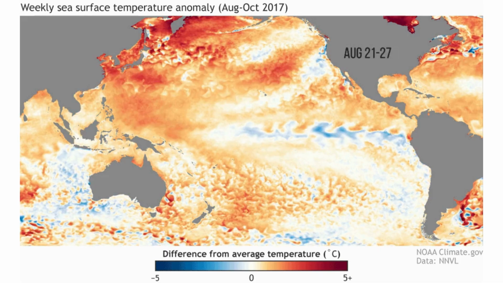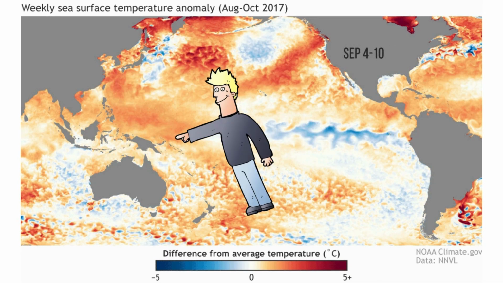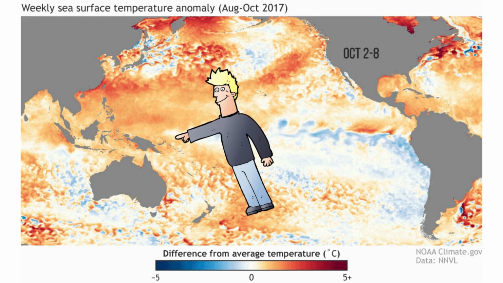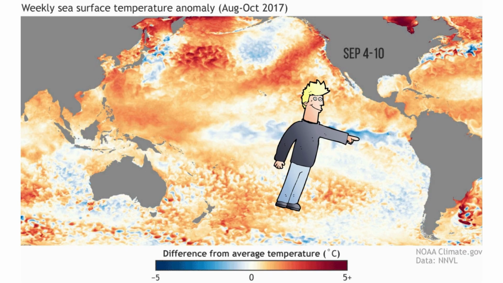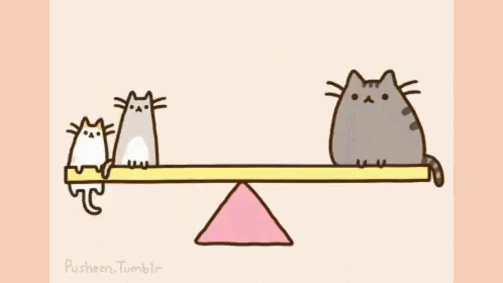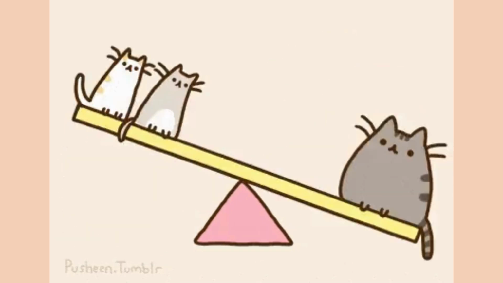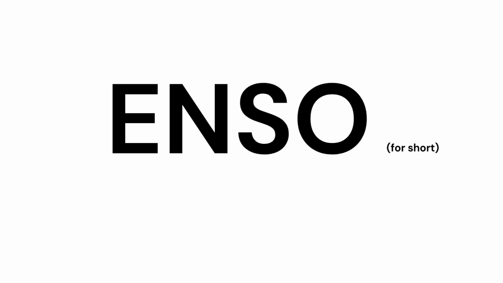Imagine the entire Pacific Ocean as a giant seesaw. On one side, you have Indonesia and Australia, where the waters are typically warm and the weather is wet. On the other side, you have the coasts of South America, where the water is colder and the weather tends to be dry. But sometimes, the seesaw tips over, causing some major weather changes across the globe. That's what we call the El Niño Southern Oscillation, or ENSO for short.